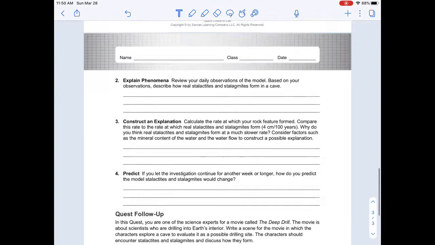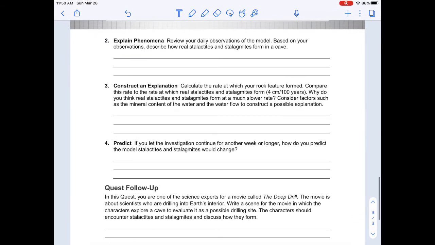Okay, for question 2, it says review your daily observations of the model. Based on your observations, describe how real stalactites and stalagmites form in a cave. So you're going to use what we learned from our experimental model and how we grew crystals to explain the best you can of how stalactites and stalagmites form in a cave. So you might say something like this.